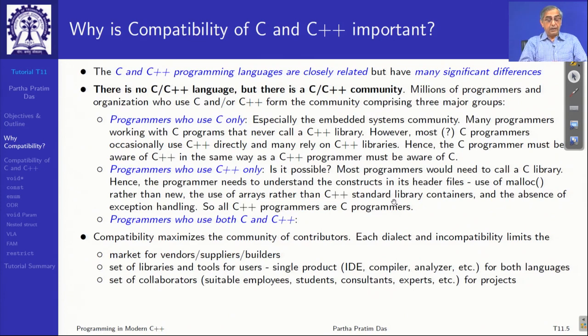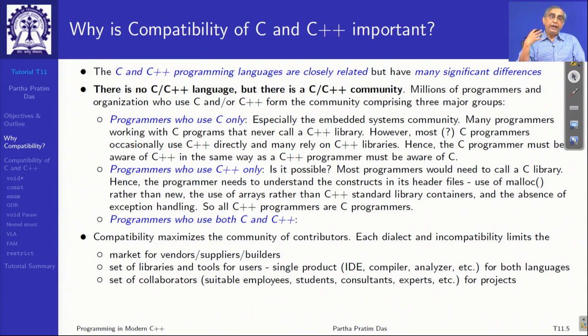So, first let us ask why compatibility is important, right. Now, C and C++ as languages are closely related, to the extent that we often call them just C, right. There is no language as C/C++. It is either C or it is C++. But there are many significant differences. So, though there is no language as C/C++, there is a C/C++ community, the community of developers, thousands of them, probably lakhs of them, who program in C as well as C++ to different extents.